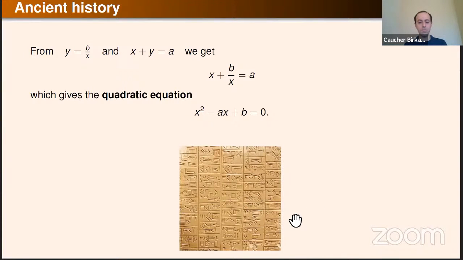So this is a tablet, Mesopotamian tablet. I'm not 100% sure if this is about this particular kind of problem, but this is a sample text. So this is quite impressive, because even in this day and age, people in high school learn this kind of equation. And you don't learn it in like primary school. So that means that they were doing actually something quite non-trivial 4,000 years ago.